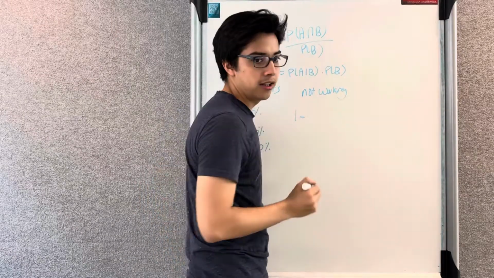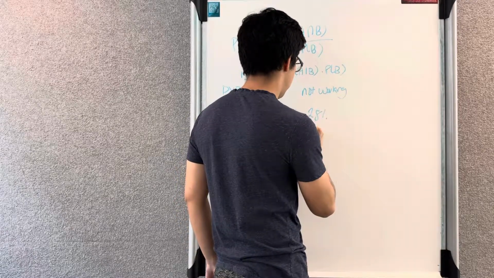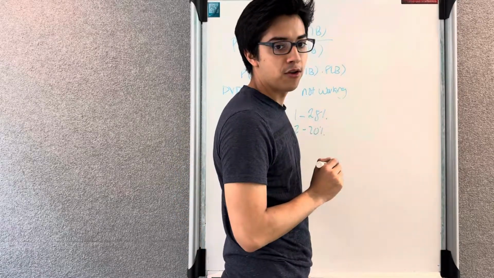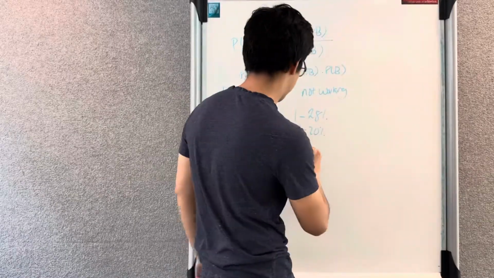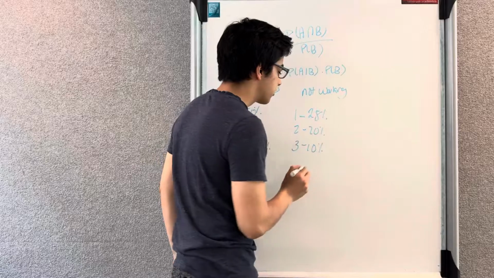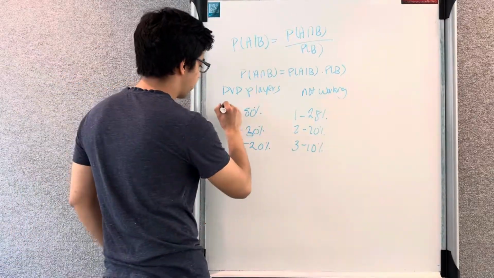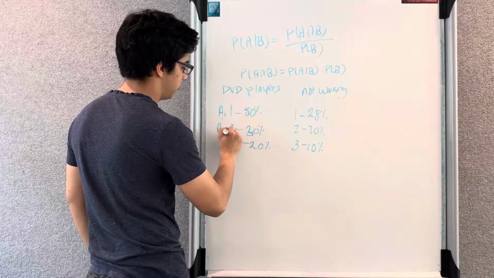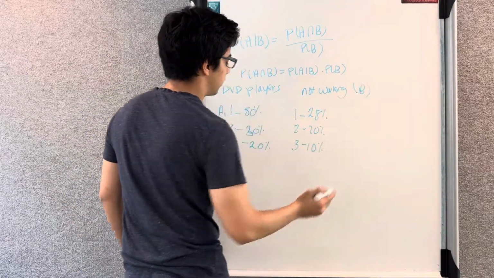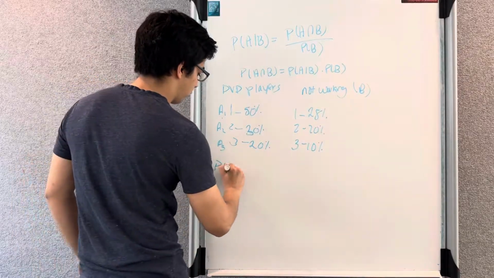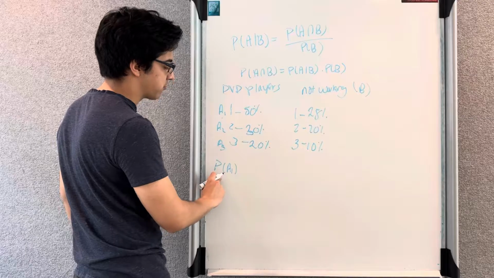For 1 is 25%, for 2 is 20%, and for 3 is 10%. So we have our probabilities now. Let's call these events A1, A2, A3, and this one B. The probability of A1 we already have. It is this part, along with the probability of A2 and the probability of A3.